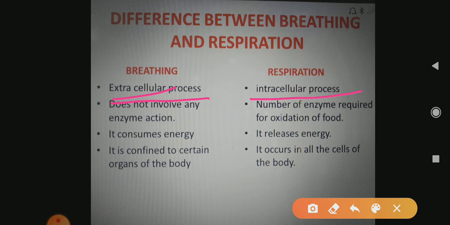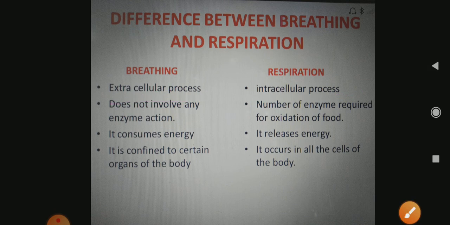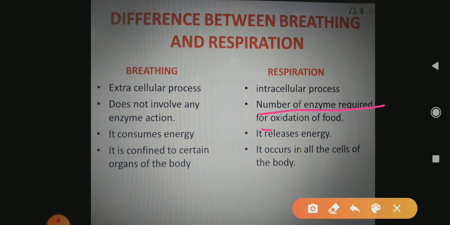Breathing is extracellular and does not involve any enzyme action. Obviously, there is no enzyme action, but in respiration a number of enzymes are required for the oxidation of food. In breathing, oxidation of food does not happen, so nothing is needed, whereas in respiration oxidation of food happens, that's why we require a lot of enzymes, respiratory enzymes.